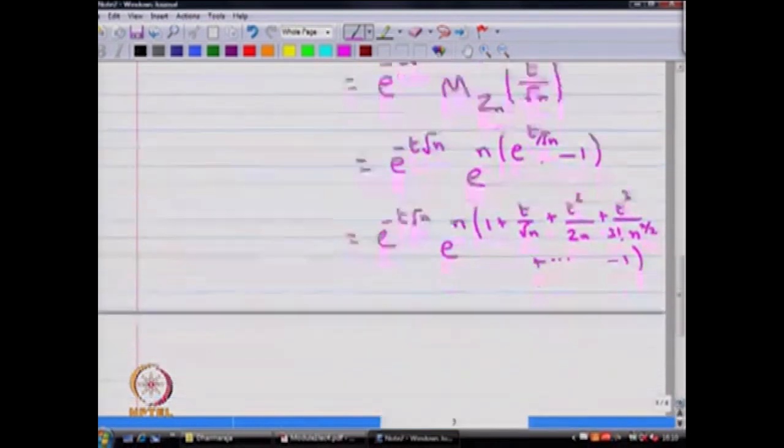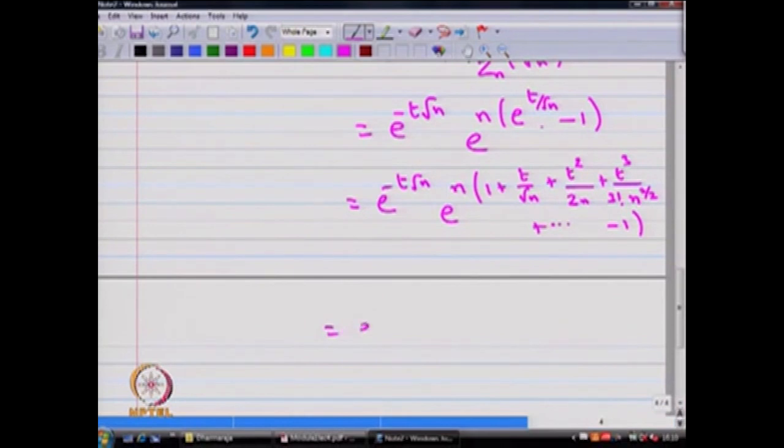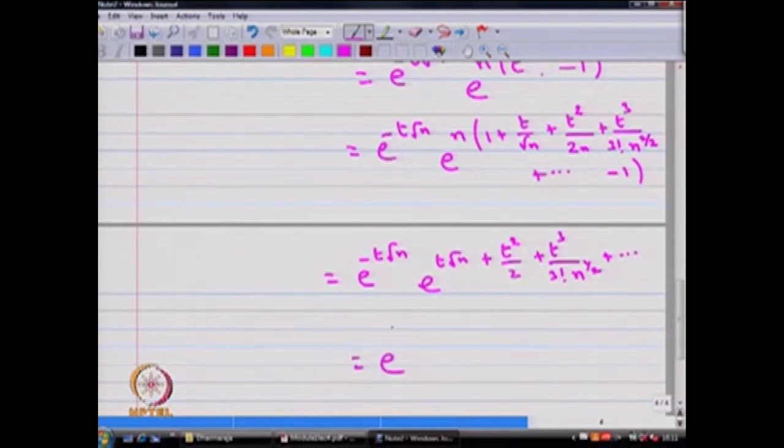That is the same as e power minus t times square root of n multiplied by, so this 1 plus 1 and minus 1 will be cancelled. So you will get e power n times t by square root of n, that becomes t times square root of n, and the next term becomes t square by 2, then it becomes t cube by 3 factorial n power 1 by 2 and so on. Therefore, this becomes e power t square by 2 plus t cube by 3 factorial square root of n and so on.